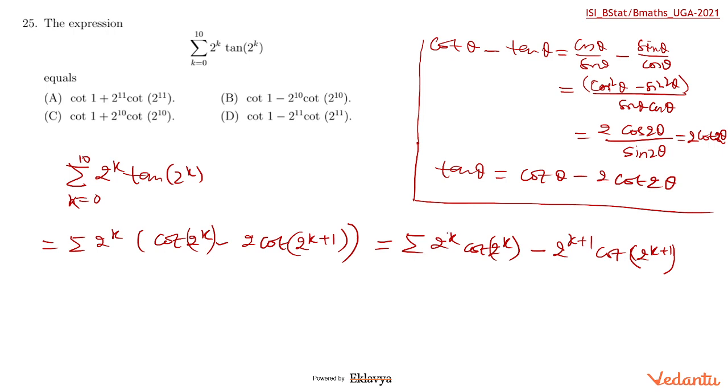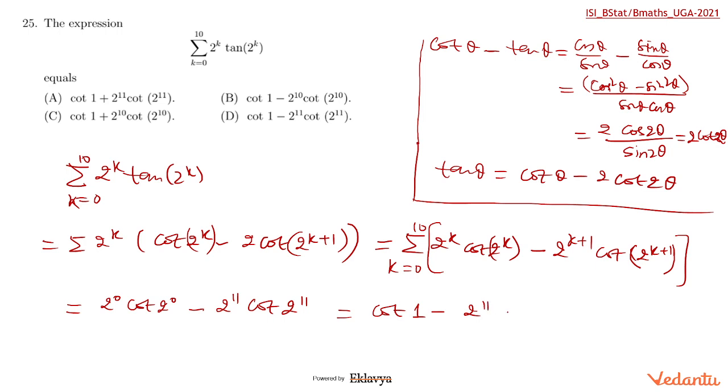Alright, so यहाँ पे हम देख सकते हैं there is a telescopic sum k from 0 to 10. So the minimum here would be when k is 0, 2 raised power 0 cot 2 raised power 0 minus, when k is 10, maximum जो v आएगा यहाँ पे 2 raised k is 10, that is 2 raised power 11 cot 2 raised power 11. So the answer must be cot 1, 2 raised power 0 is 1, minus 2 raised power 11 cot 2 raised power 11. So this must be the answer to this question that is given in option number D here.